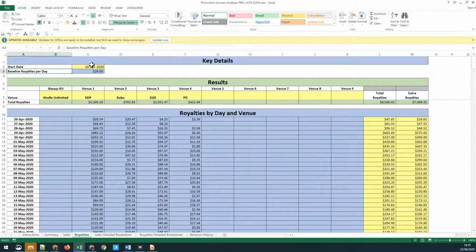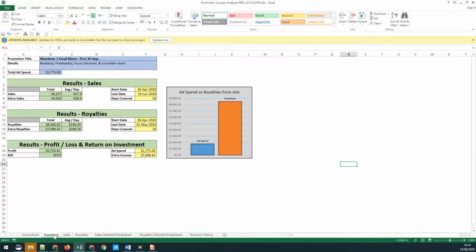So you enter your royalties, your baseline. A lot of these fields are copied from the previous sheet so that they stay in sync. And if we look at the summary here, you get a very visual indication of what you spent and what you got back in. So if your royalties are greater than your spend, you've made money. If they're less, you've lost, and that's summarized here.